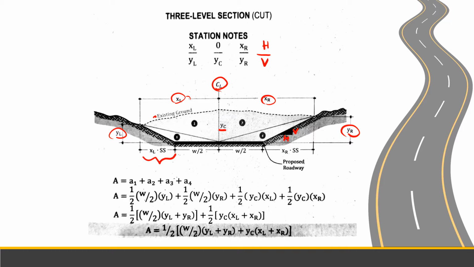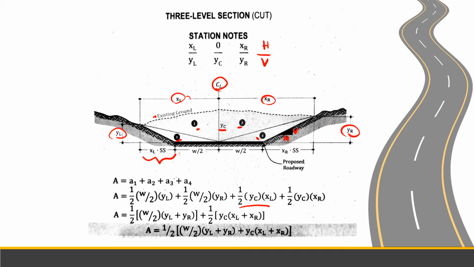In determining the area of this cross section, as I was saying, it divides into 4 areas. So this is area 1 plus area 2, area 3, area 4. These are all triangles. Area 1 is 1/2 W/2 YL. So base is W/2 and height is YL. Area 2: base is W/2, height is YR. And for the third area, 1/2 YC is the base and height is XL.